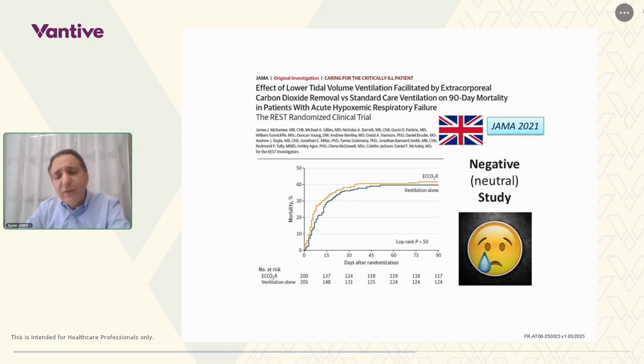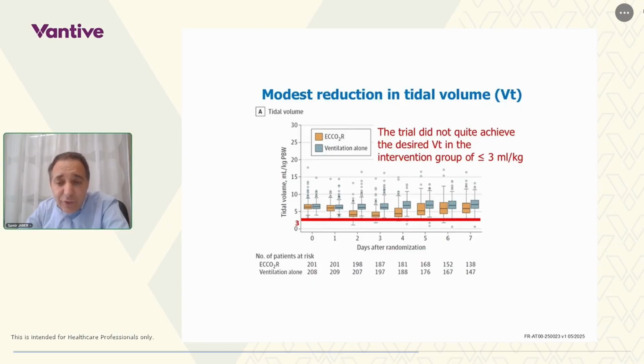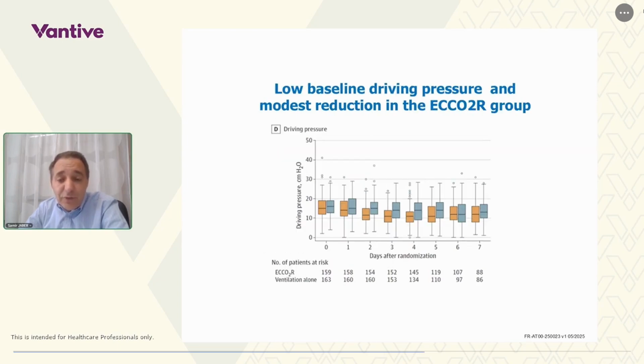However, this study is very informative for us. Why? Because as you see, regarding the reduction of tidal volume, in fact, the authors never reached the 3 milliliters per kilogram. All the patients are above 3 or 4 milliliters per kilogram. This means that the objective was not reached. This is probably the first limitation of the study. And as you can see, the low baseline driving pressure and modest reduction in ECCO2R may explain the no significant difference in the driving pressure, as shown previously. This may also explain the lack of significant difference.